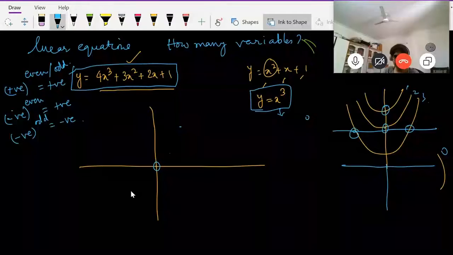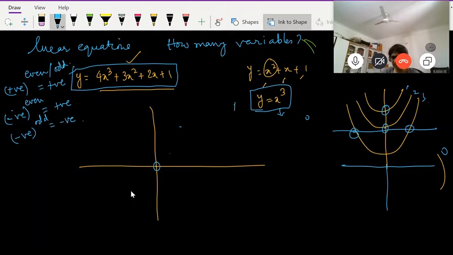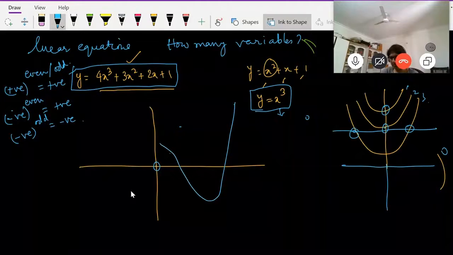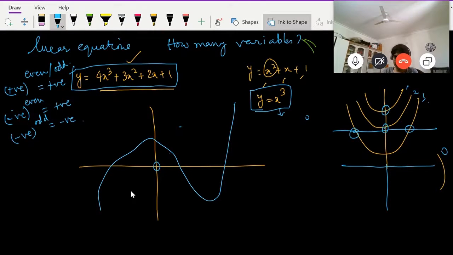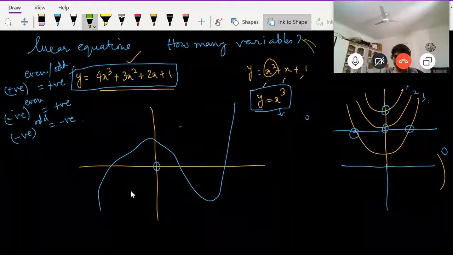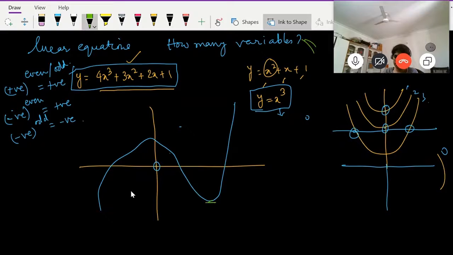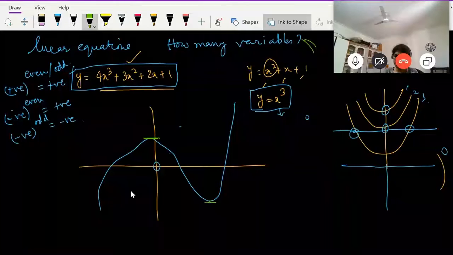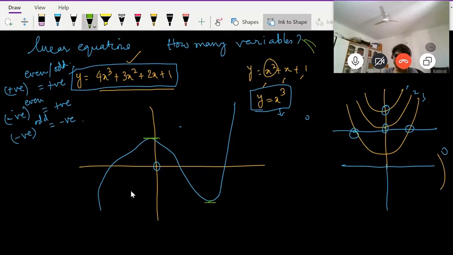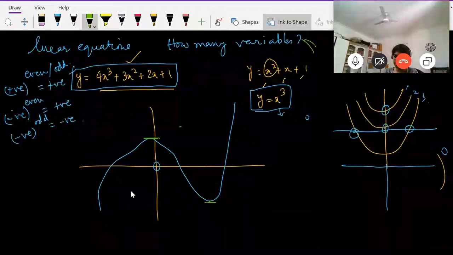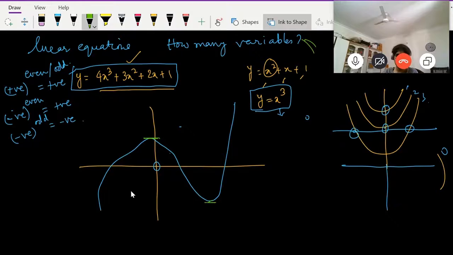What are those cases? Case 1 is the curve can go like this. This is case 1, right? So it will have both a minima as well as a maxima. These are local minima and local maxima, but the curve will have a minima and a maxima, right? Now, can you tell me why this will have a minima and a maxima?